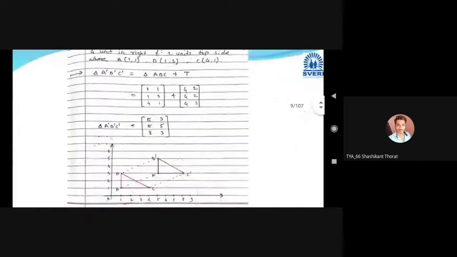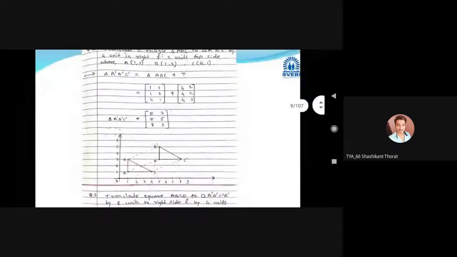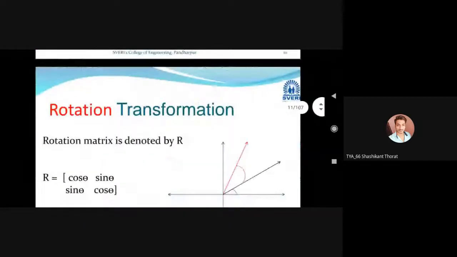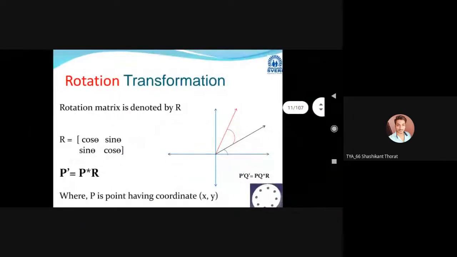So all the notes are ready, so use all the notes. Same problem is there, so we will not take maximum time for translation. Next is the rotation transformation. Rotation, if you consider it, definitely the angle is required, a particular angular movement or angular quantity.